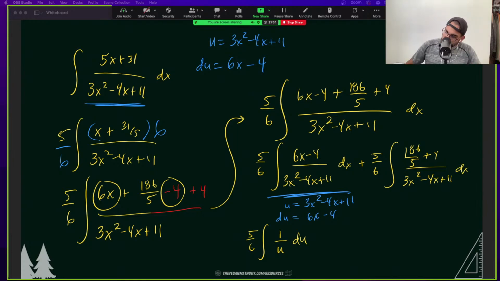And then for the other integral, before I even do anything, let's just go ahead and combine these things. We have 186 over 5 plus 4 over 5. We're going to get common denominators on that, and that's going to be 206 over 5 over 3x squared minus 4x plus 11 dx. We're going to go ahead and fix that in a second.